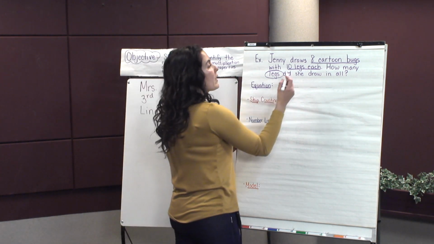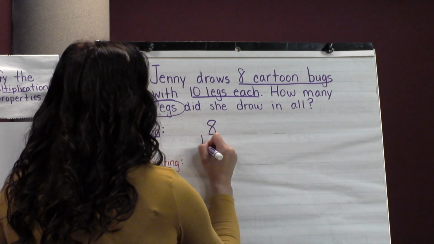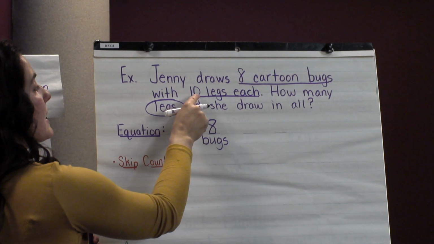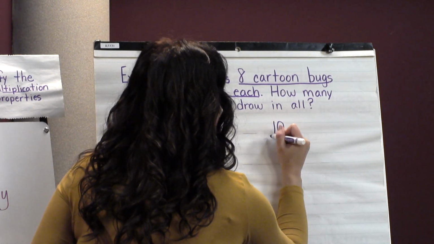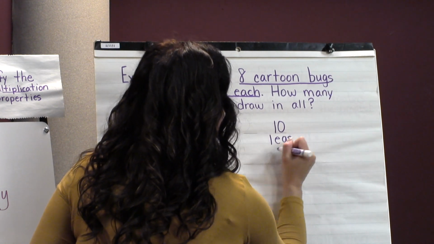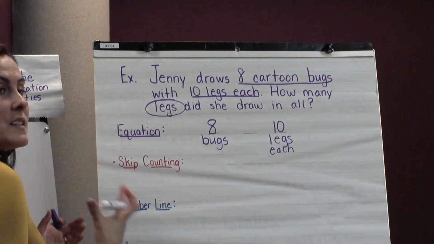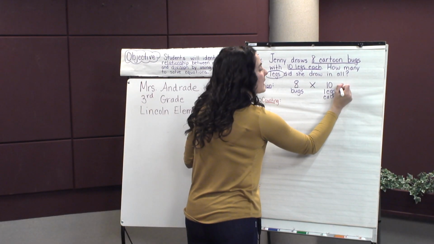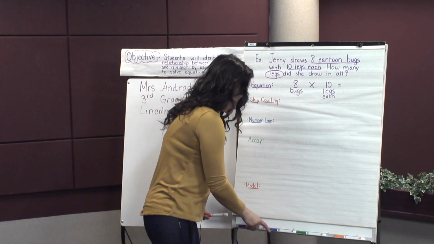So we're going to write down first the 8 bugs. Then we're going to write 10 legs each. Now by writing legs each, that kind of is a clue word that we're going to be using multiplication. Now how do I want to solve this is what we're going to work on.